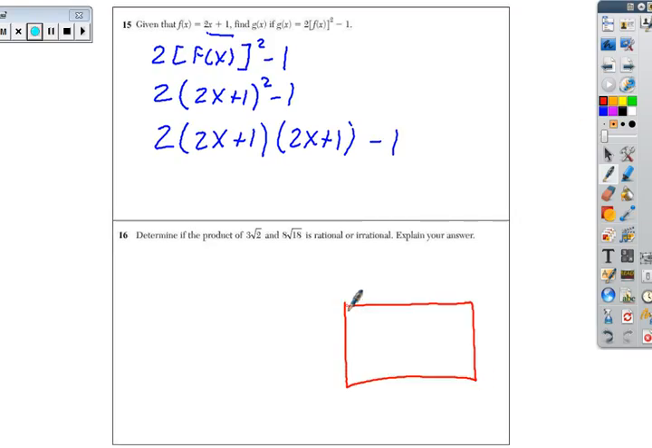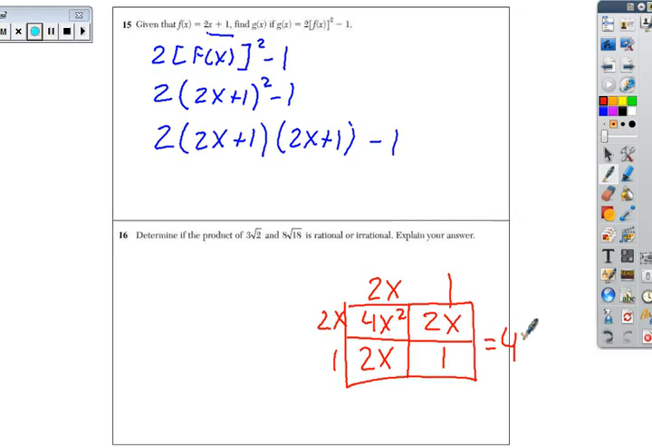Here's your rectangle. You got 2x plus 1. That's this one. And then here's your other 2x plus 1. 2x times 2x is 4x squared. 2x times 1 is 2x. 2x times 1 is 2x. And 1 times 1 is 1. Okay? Now we put it all together.